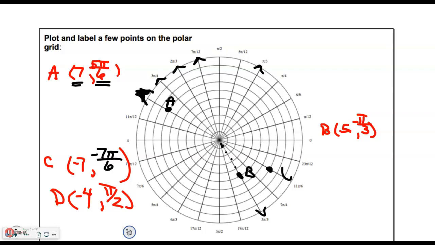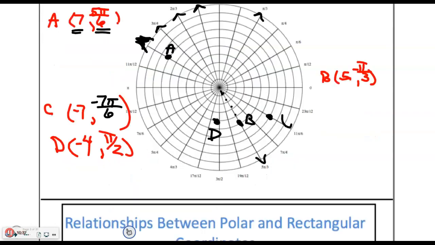All right. And the next one is pi halves, which means just turn your shirt, go this way. But I don't walk there. I actually go backwards 4. So my D is here. So that's just a little practice of plotting. It was quick, right? You're going to practice that in Delta Math today. So I just don't want to spend a ton of time on it.